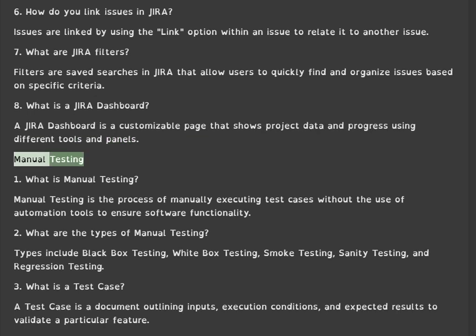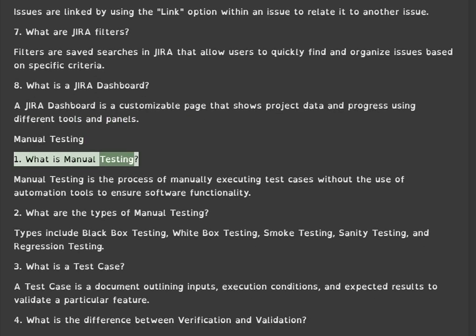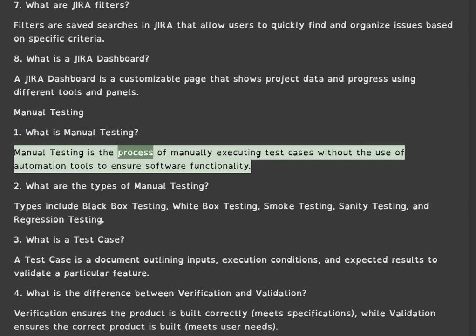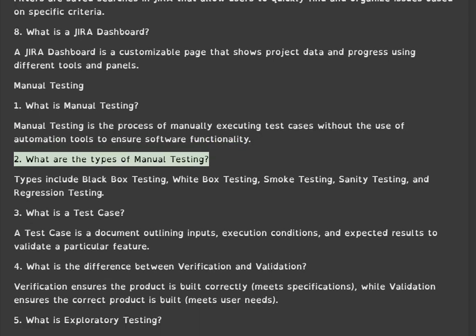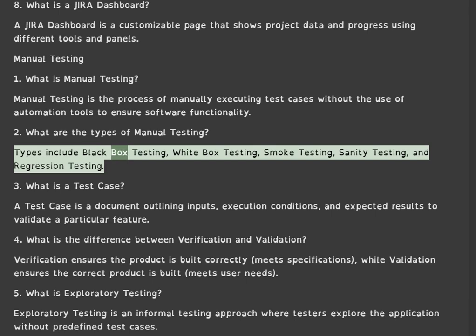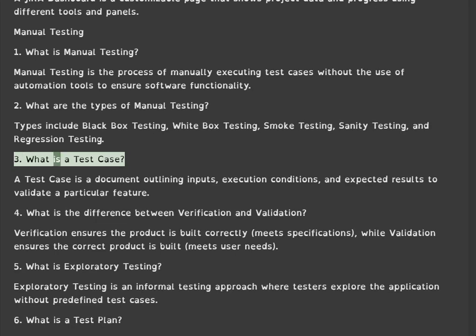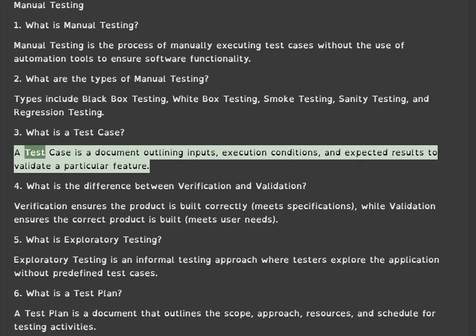Manual testing. 1. What is manual testing? Manual testing is the process of manually executing test cases without the use of automation tools to ensure software functionality. 2. What are the types of manual testing? Types include black box testing, white box testing, smoke testing, sanity testing, and regression testing. 3. What is a test case? A test case is a document outlining inputs, execution conditions, and expected results to validate a particular feature.